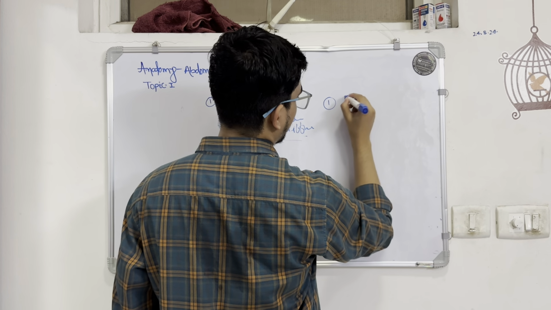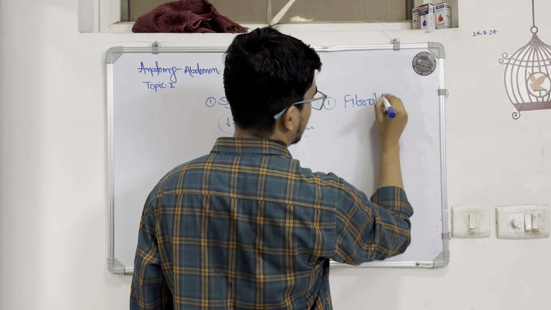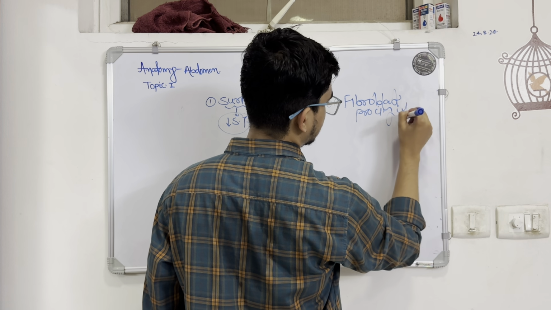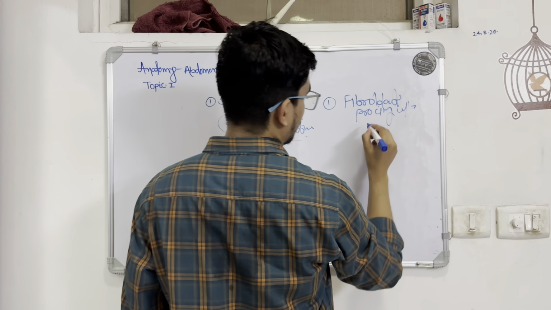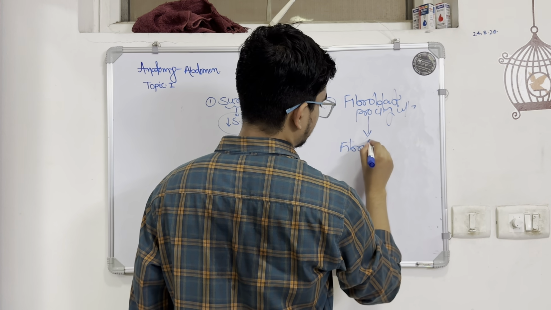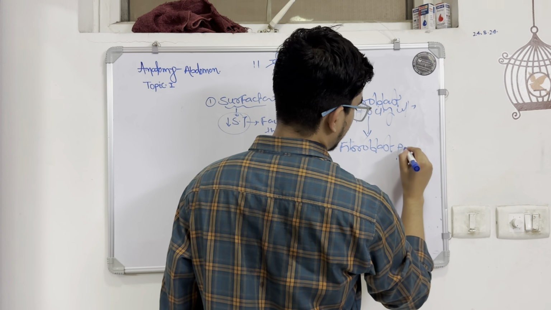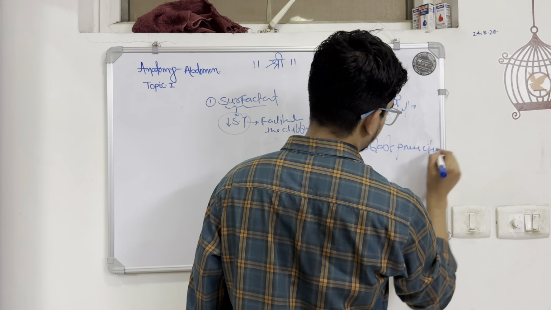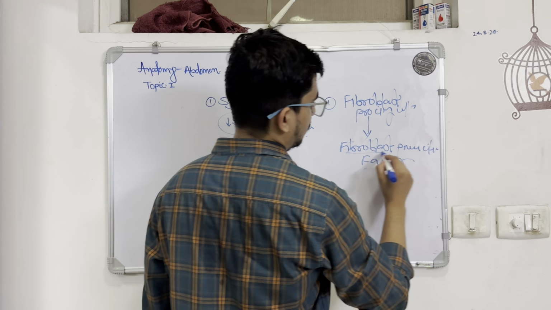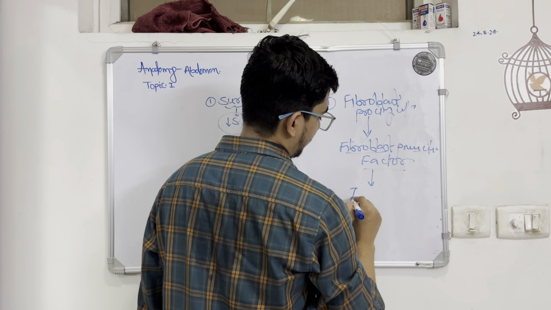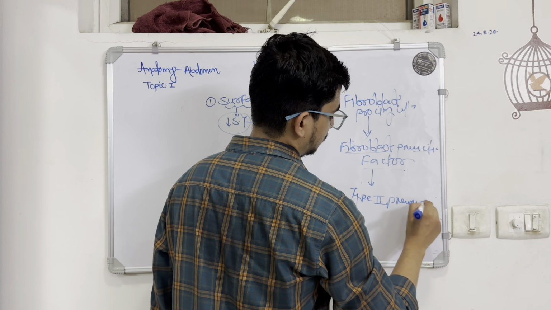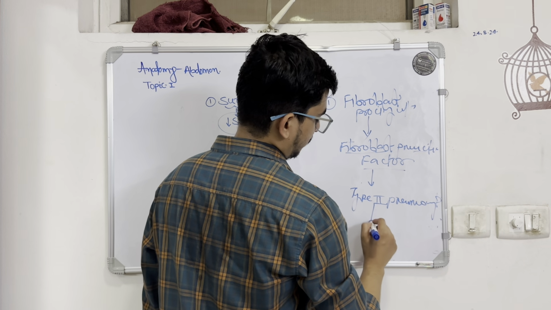How will it develop? It is secreted by fibroblast producing cells. It stimulates the fibroblast pneumocyte factor. Fibroblast pneumocyte factor stimulates the type 2 pneumocyte. It will produce surfactant.